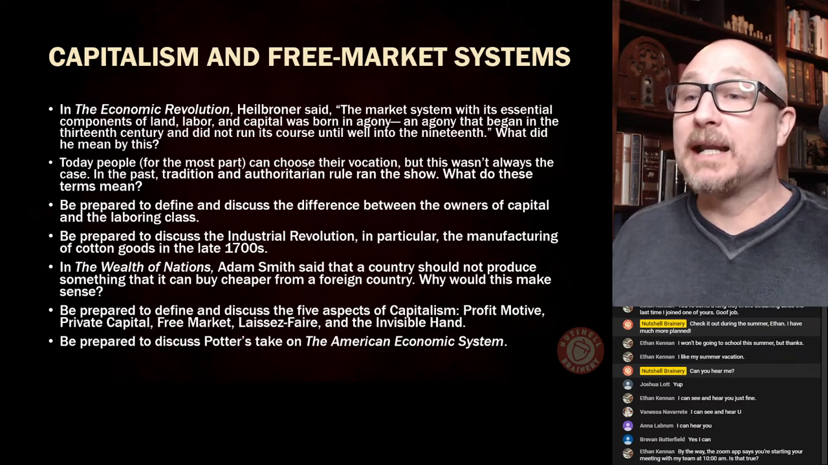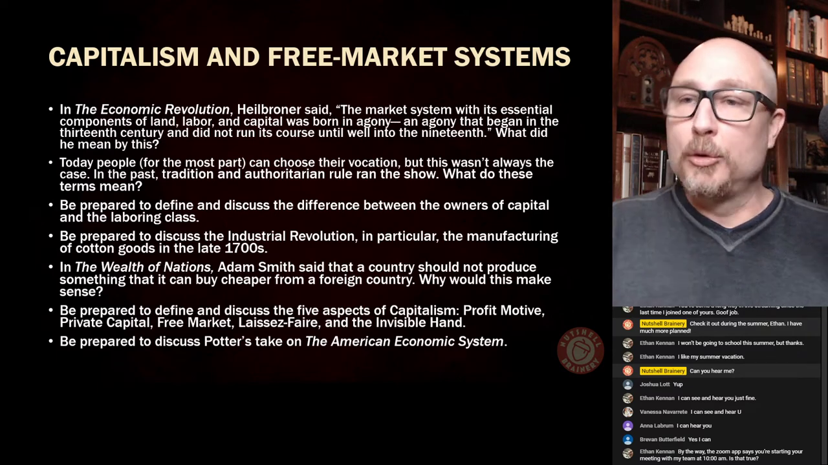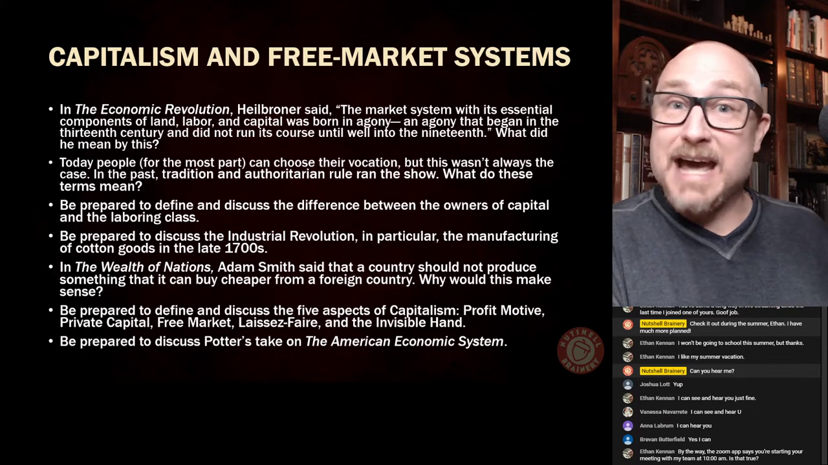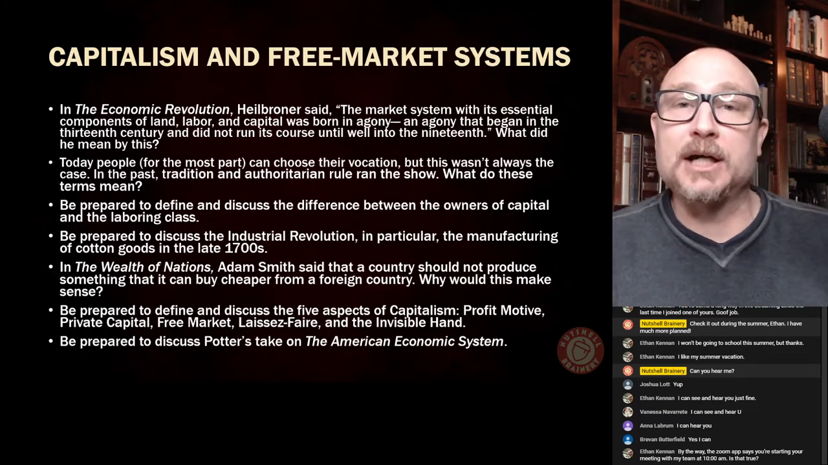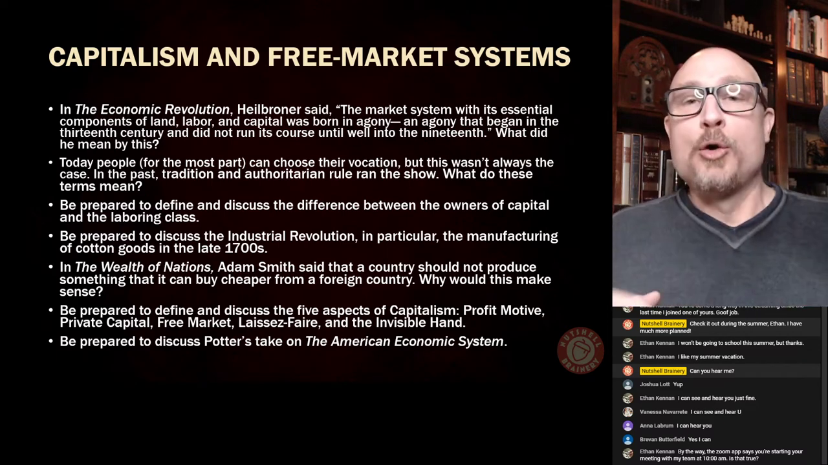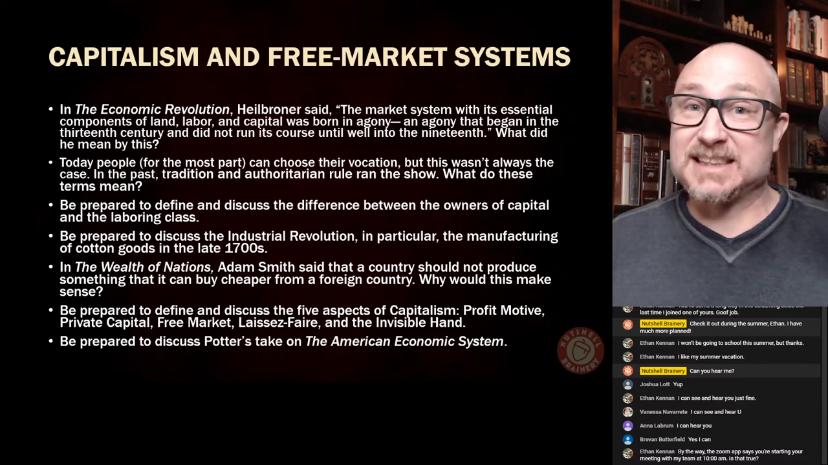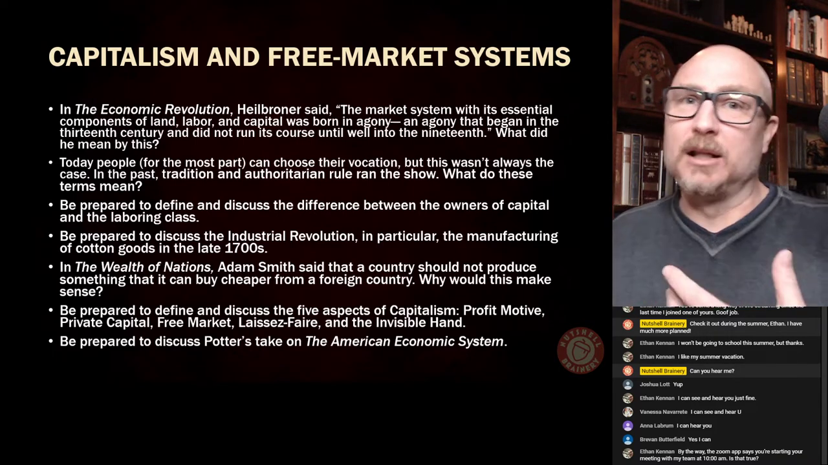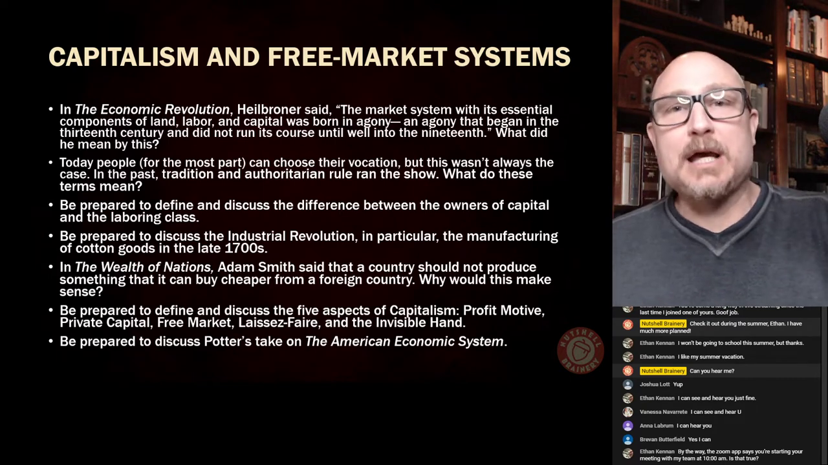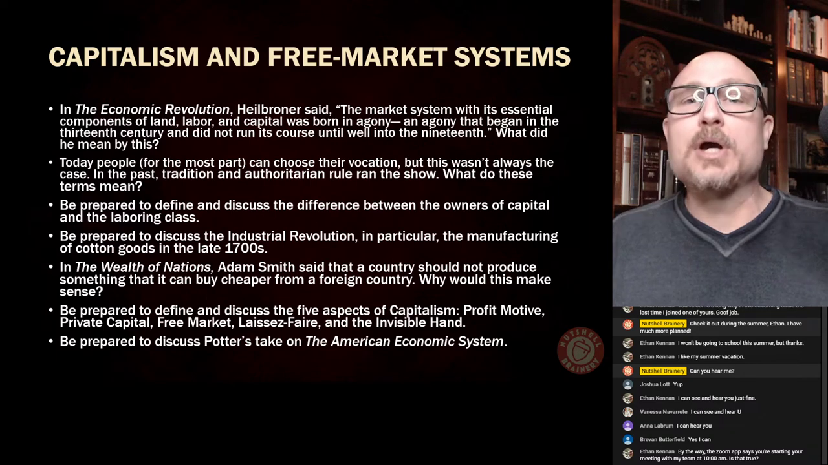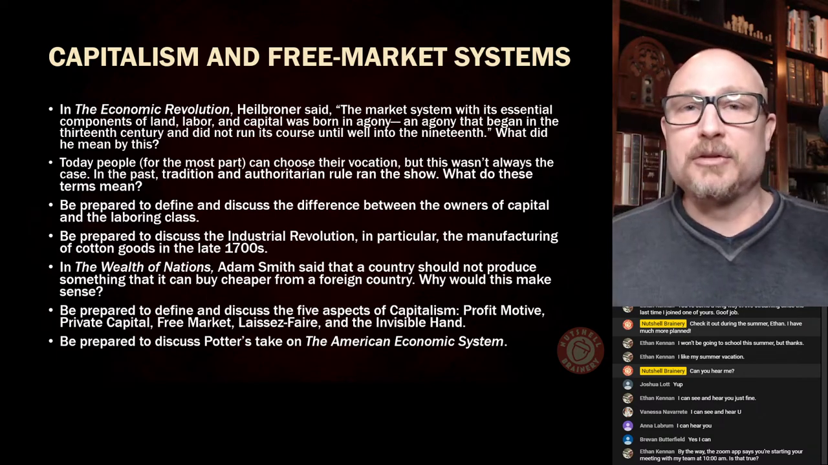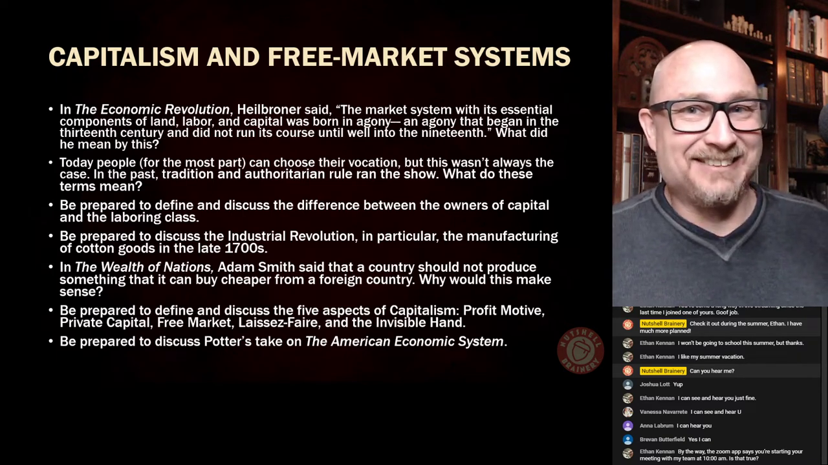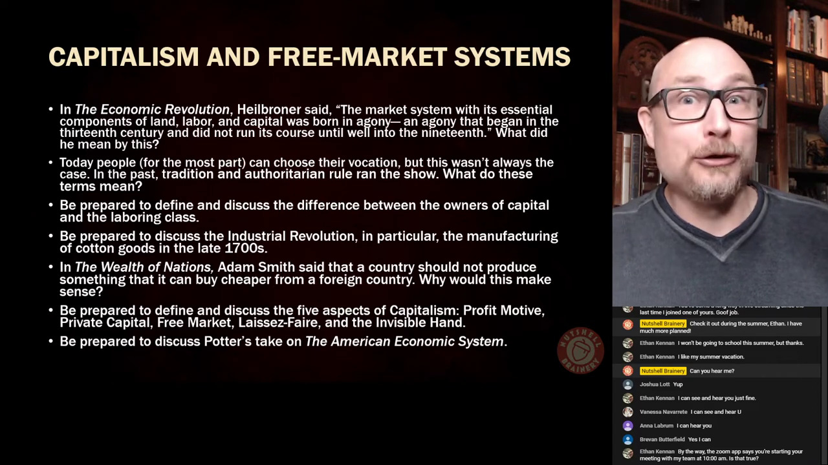Be prepared to define and discuss the difference between the owners of capital and the laboring class. Owners of capital own the land, they own the factories, they own the means of production. Whereas the laboring class, all they have to sell is their labor. That's it. And so you need a lot of labor, but you need capital, and capital needs labor, labor needs capital, and so on and so forth. Make sure you understand the mindset and the needs of these two classes. Again, not in mega detail, all right? If you just wrote down what I just said, you'll be fine.